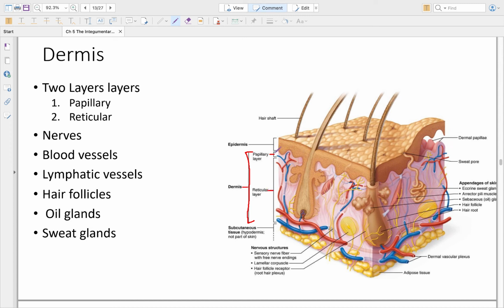Notice that the papillary layer is really small, thin-ish, and it's connected to the epidermis. If we were to lift the epidermis, and you follow my pen, you'll see that the papillary layer makes these finger-like projections underneath, and it goes all the way around. So it kind of looks like a little egg crate. That is the papillary layer. Underneath is the reticular layer in pink, and the reticular layer is primarily composed of collagen and elastic fibers.